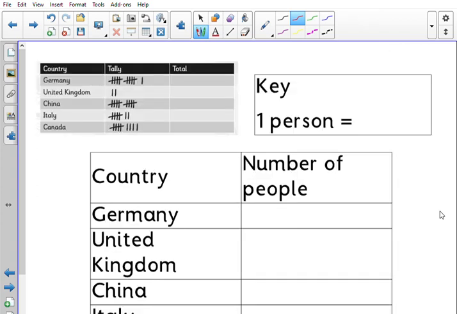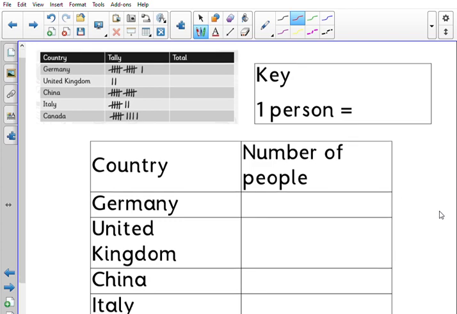Here we go. Now you might notice something slightly different about the pictogram. In the top right hand corner, we've got a key. We're going to talk about the key in just a moment. Just going to put in those totals so that we've got them there. There they are. And now we're going to use them to put into our pictogram.